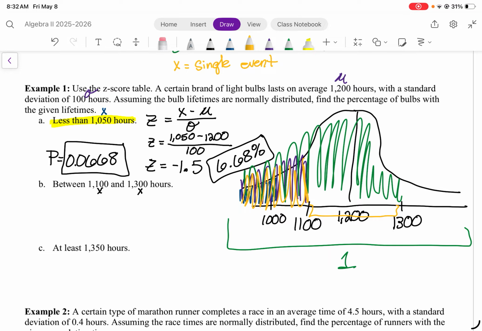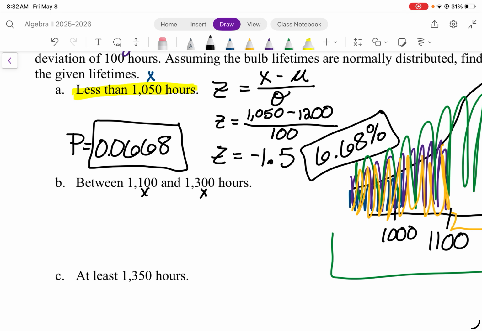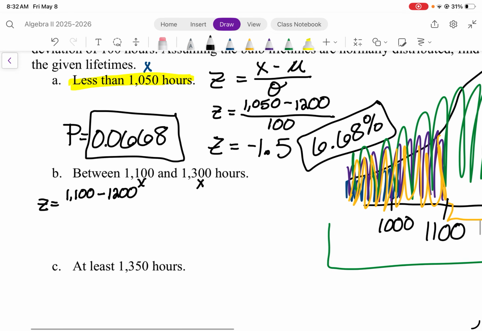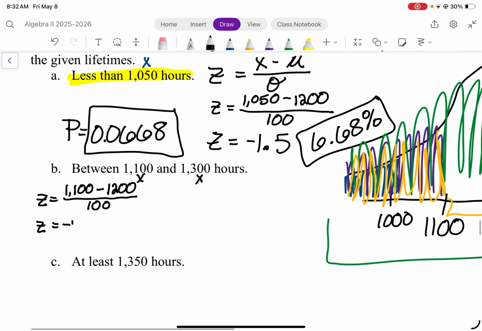So these ones are a little bit longer because you have to do multiple of them. So let's start with our 1,100. So z would be equal to 1,100 minus our average, which is the same as last time, 1,200, didn't change, divided by 100. Then again, you would type that into your calculator. We went over that on the previous problem, so if you need to go back, you can. This one would give us a z-score of -1.